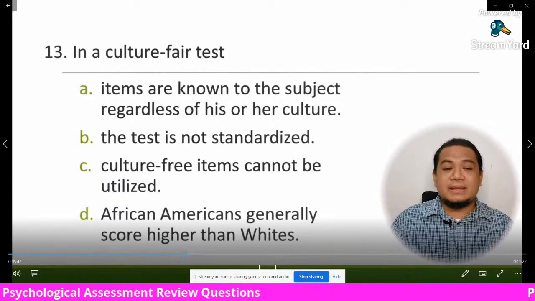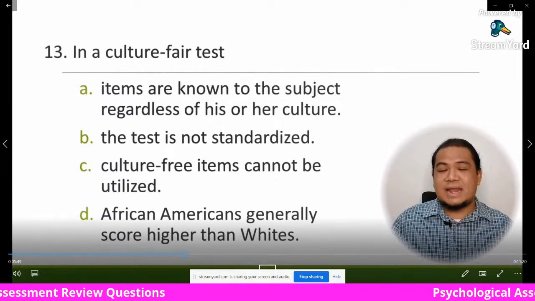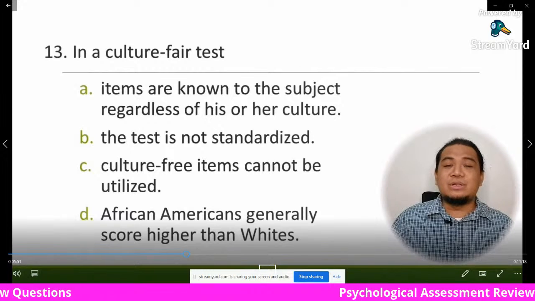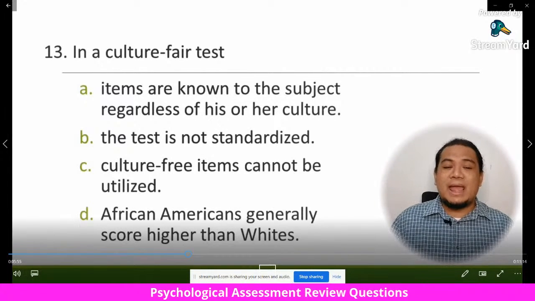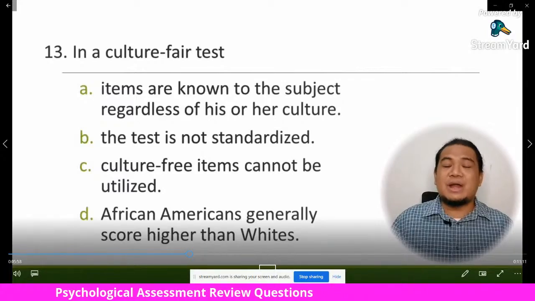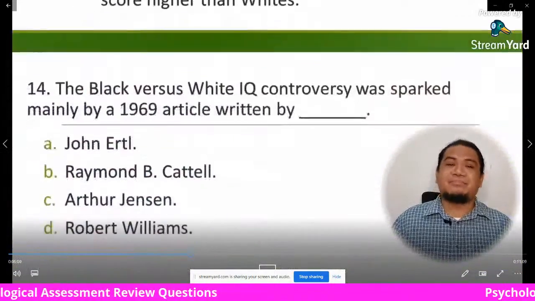Number 13, in a culture-fair test: A. items are known to the subject regardless of his or her culture. B. The test is not standardized. C. Culture-free items cannot be utilized. Or D. African Americans generally score higher than whites.